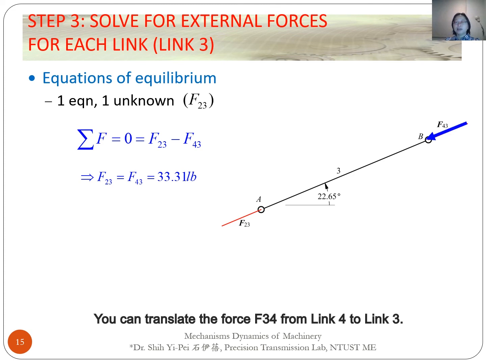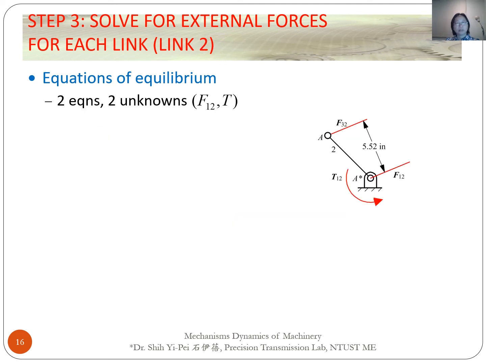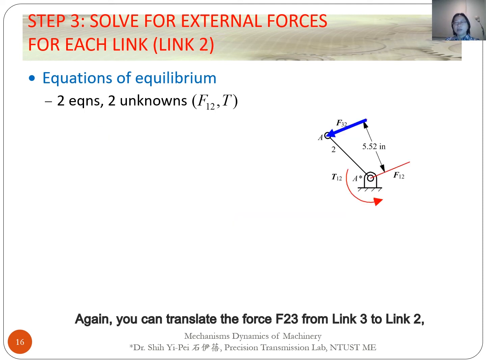You can translate the force F34 from link 4 to link 3 to get the force F43, which is 33.31 pound force. If link 3 is in equilibrium, F23 equals F43, so the force F23 is also 33.31 pound force. Again, you can translate the force F23 from link 3 to link 2. You get the force F32 as 33.31 pound force.